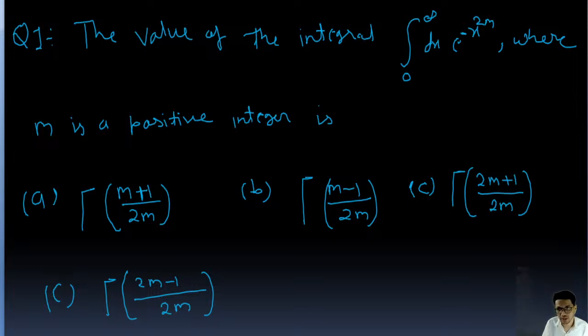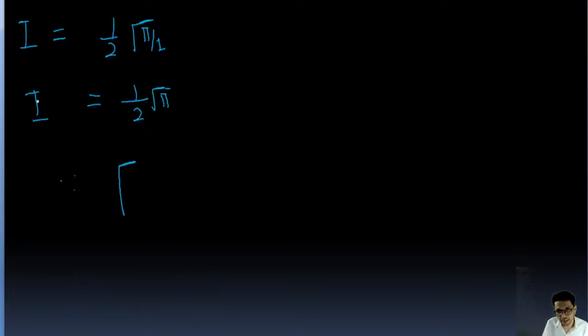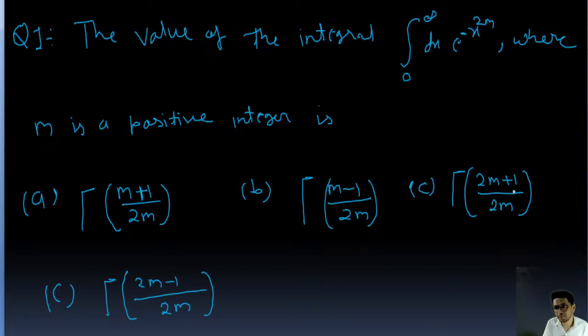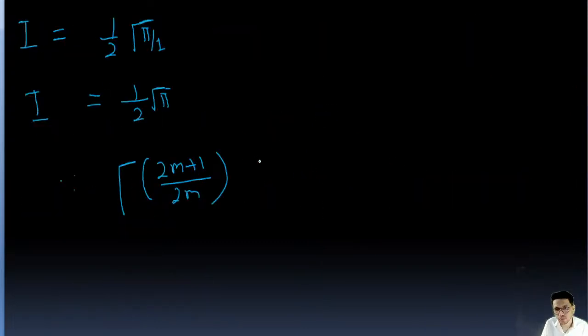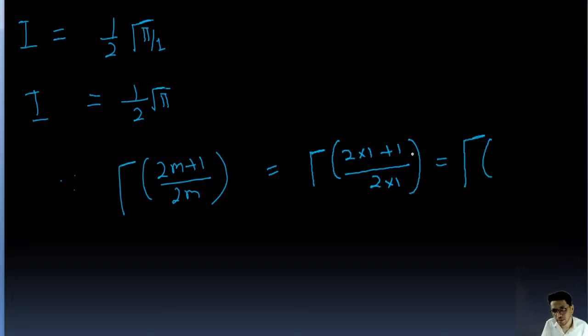Option C is gamma of (2m plus 1) upon 2m. We are putting m equal to 1, so this is going to be gamma of (2 into 1 plus 1) upon 2 into 1. So this value is going to be gamma 3 by 2. For gamma 3 by 2, we have a formula. I'll write this formula here as well. I'm writing formulas in red.